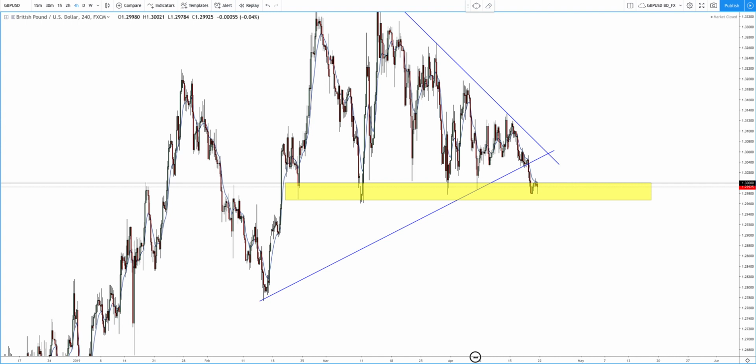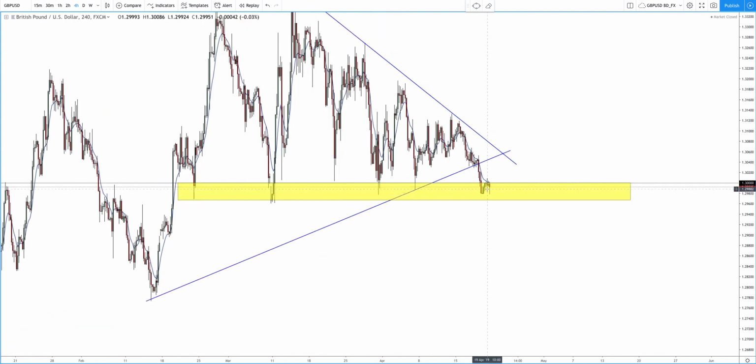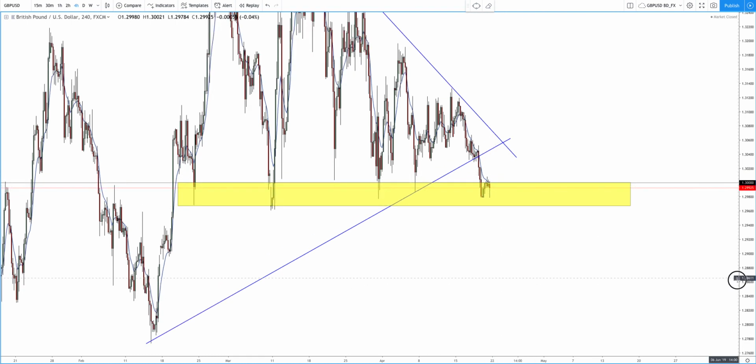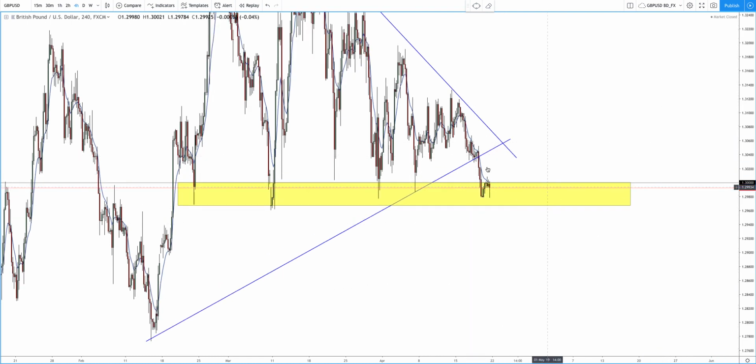It's not an area where I'd want to look at taking a short right now. The risk reward isn't really there. We've literally just broken through a major support. So I want to see how price acts around this area first. My advice would be just to stand back from this for a little bit and see how it acts.